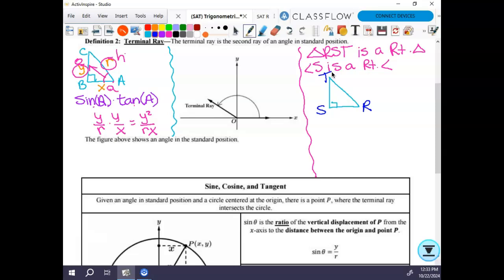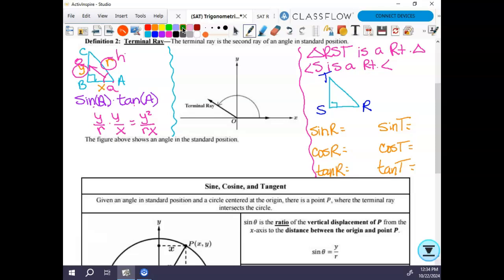But here's what we are going to find. We're going to find the cosine. No, let's start with sine. We're going to find the sine of R, the cosine of R, and the tangent of R. And then we're going to find the sine of T, the cosine of T, and the tangent of T. But we're only going to label the triangle once so we can talk about something we talked about yesterday.